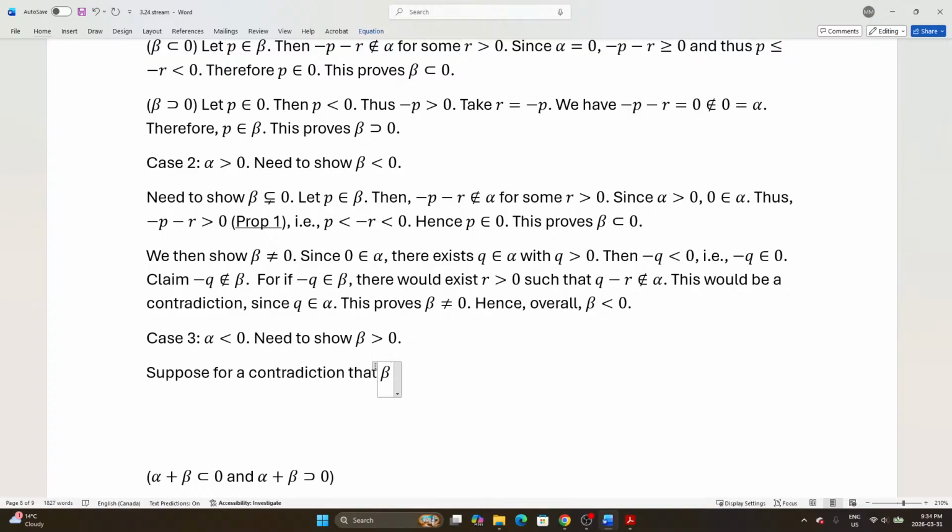Beta is less than or equal to zero, i.e. beta is contained in zero. It doesn't have to be properly contained, because beta can equal zero in this case, or beta is properly contained in zero. So together, beta is a subset of zero. So suppose for contradiction beta is contained in zero. Let's see what we can get.